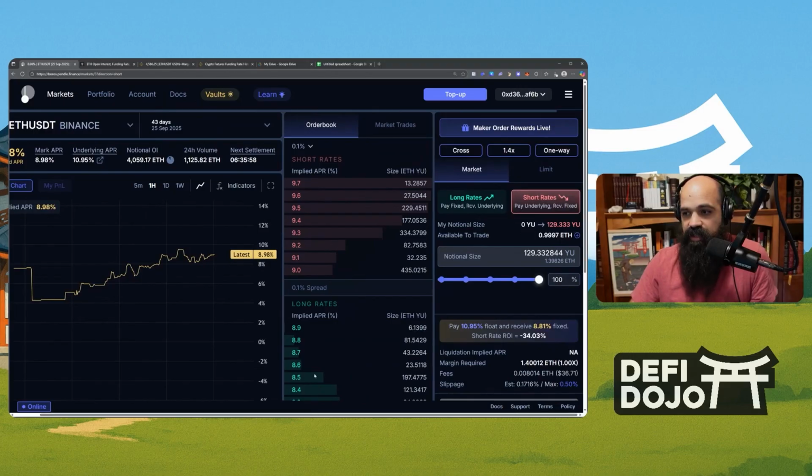YUs. This is the new primitive on Boros, which stands for yield unit. Now, one yield unit is the exposure to one of the underlying, so in this case, one ETH's worth of funding at the implied funding rate. So in this case, I have one wrapped ETH's worth of margin. If I was using 1.4x leverage, it's another big difference here is that you can actually utilize leverage on this, which is kind of wild.